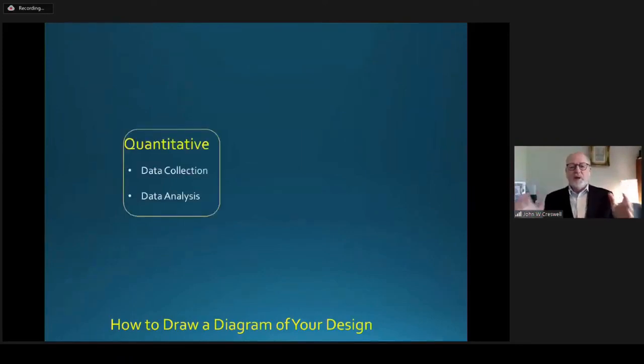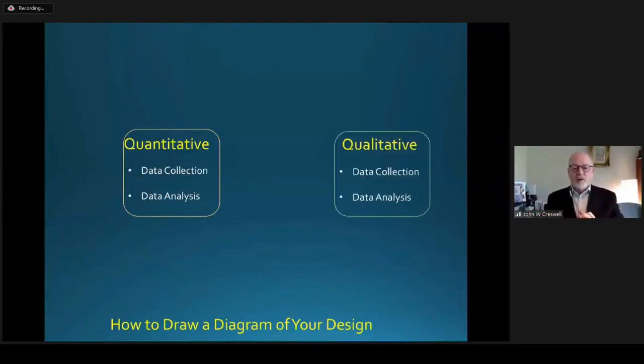I would say get a piece of paper, or you could do this on your computer, and put a box in for quantitative and qualitative. Put some bullets in, these little bullets on data collection, data analysis. Put those into your diagram.